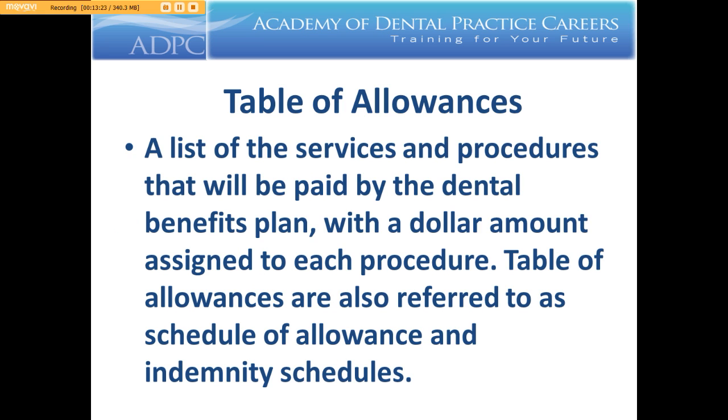Table of allowances. This is a list of the services and procedures that will be paid by the dental benefits plan with a dollar amount assigned to each procedure. The table of allowances are also referred to as schedules of allowance and indemnity schedules. And make sure again to have a notebook at the front desk with the fee schedules or table of allowances that are connected to the insurance companies that the doctor is contracted with, and make sure to have those available at the front desk and also have those updated in your computer system.